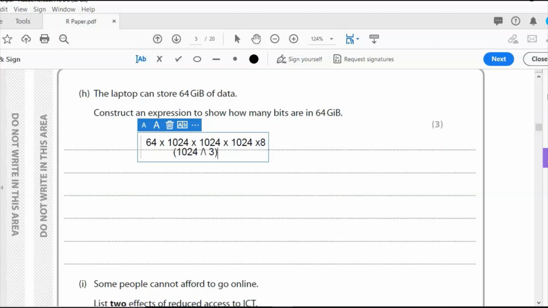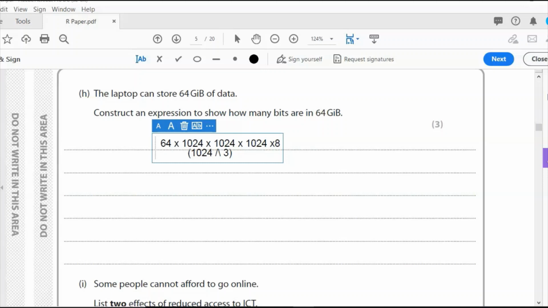So just bracketed it there, 1024 to the power of 3. So the finished expression is 64 times 1024 times 1024 times 1024 times by 8. So 64 times 1024 to get to megabytes times 1024 to get to kilobytes times 1024 to get us to bytes.